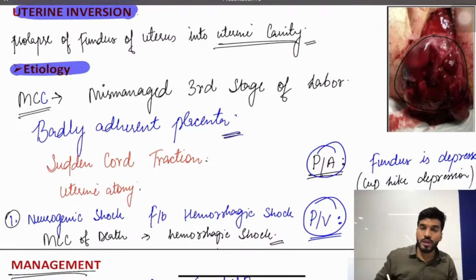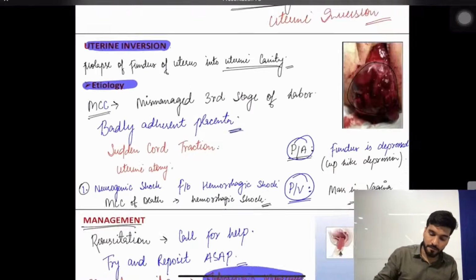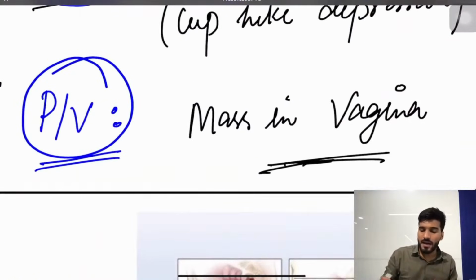The patient first goes into neurogenic shock followed by hemorrhagic shock, but the most common cause of death, if an MCQ is asked, is hemorrhagic shock. The findings: there is a cup-like depression due to the uterus into the vagina, and on per vaginal examination there is a mass in the vagina. This mass in the vagina is called Halban sign, okay?